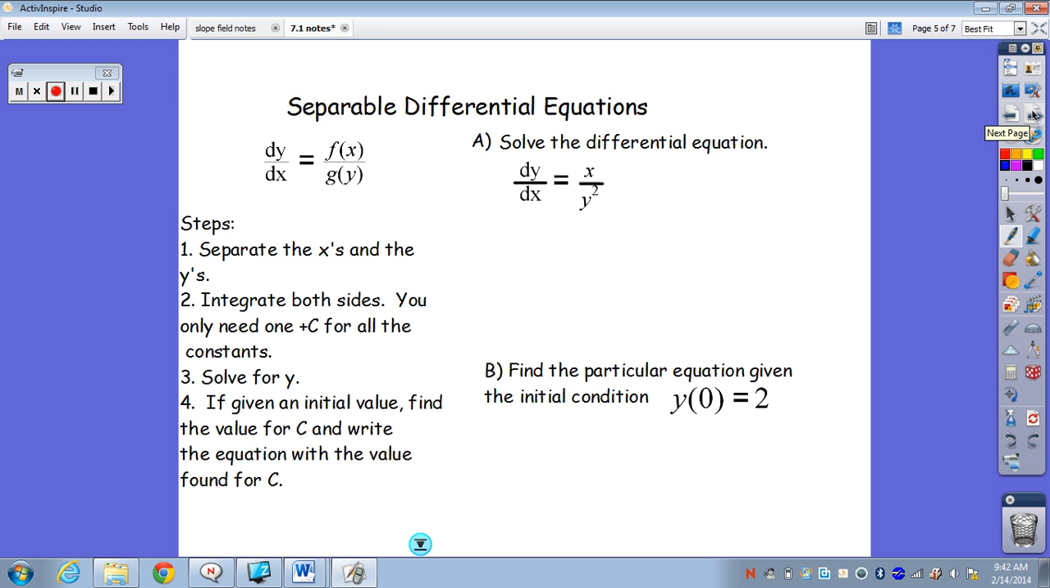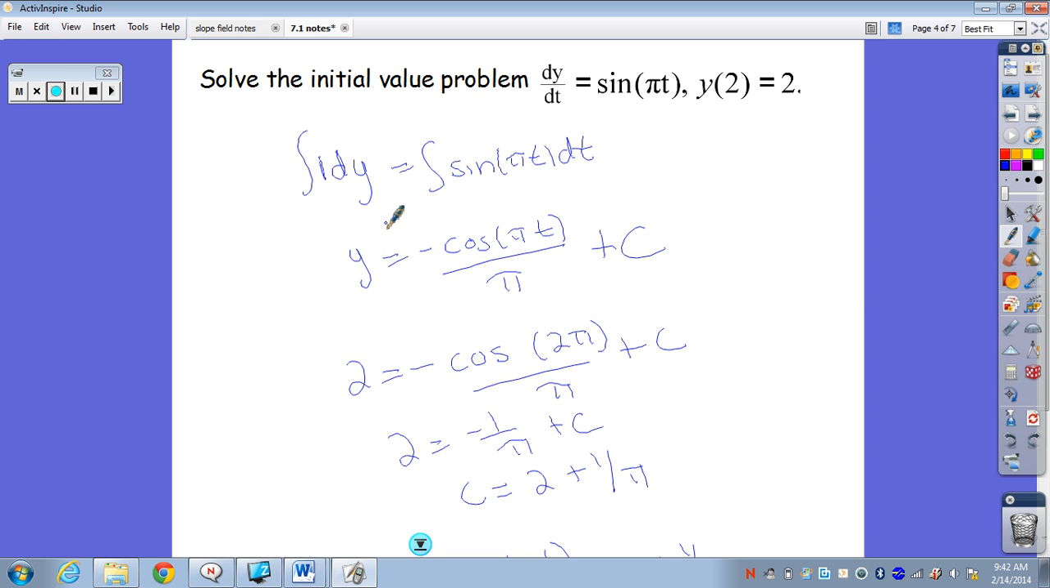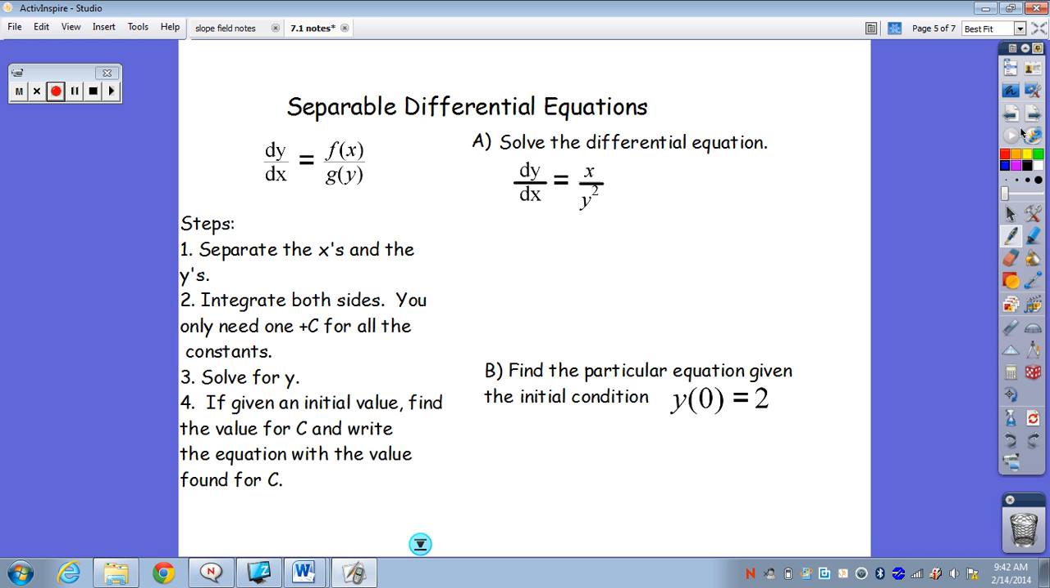So here are the steps that we've been doing. They're called separable differential equations, where they give me dy/dx and then we have two functions. We separate the x's and the y's, we integrate both sides, and we only need one plus c for all the constants, because a constant plus a constant is just another constant. So you don't have to worry about putting a plus c with the y, because you'll just get another constant. Solve for y. If given an initial value, find the value for c, and then write the equation with the value. That gives me the particular solution.